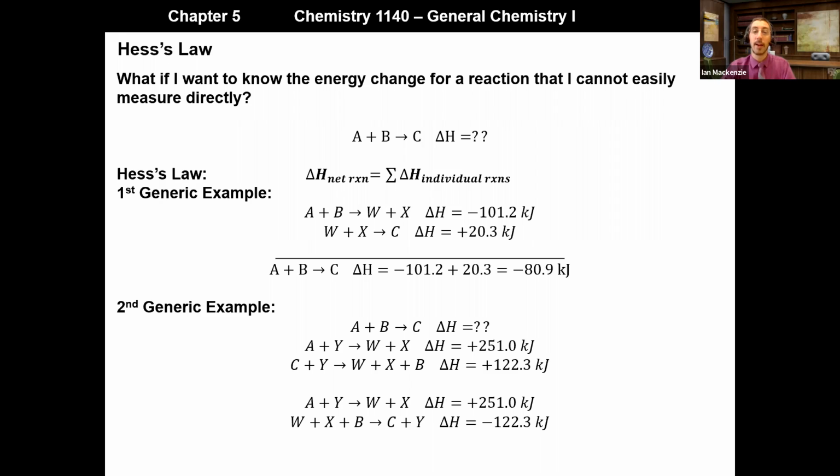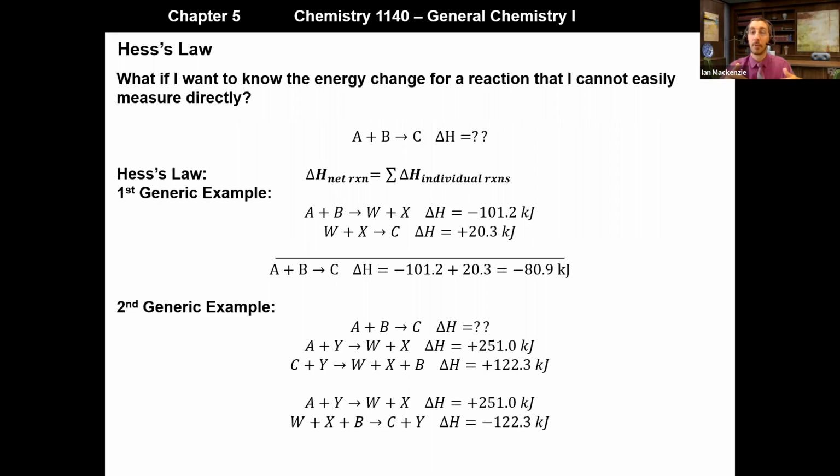So if I do that, if I simply reverse equation 2, then what I need to do is change the sign of the enthalpy. It's equal in magnitude, but simply now, rather than being absorbed, it's being given off. And so the sign changes from positive to negative.